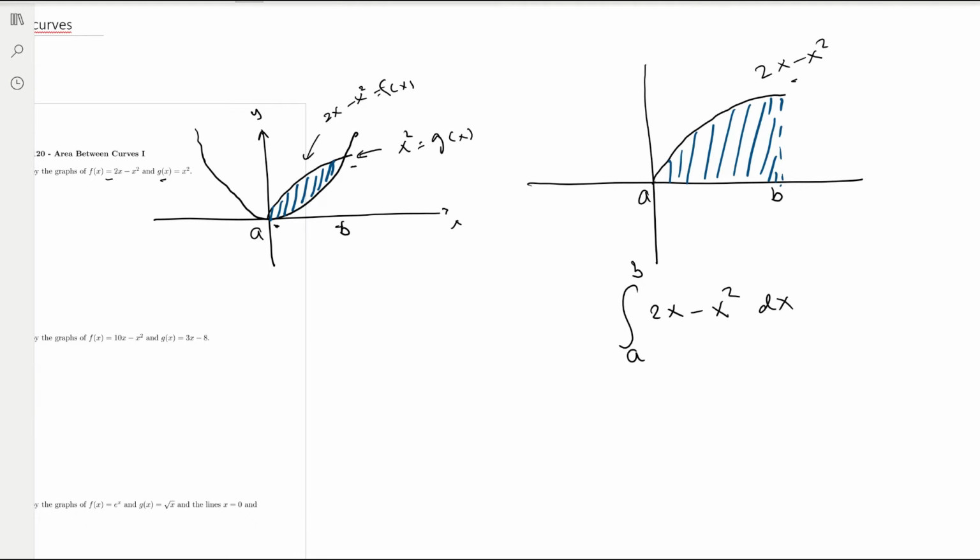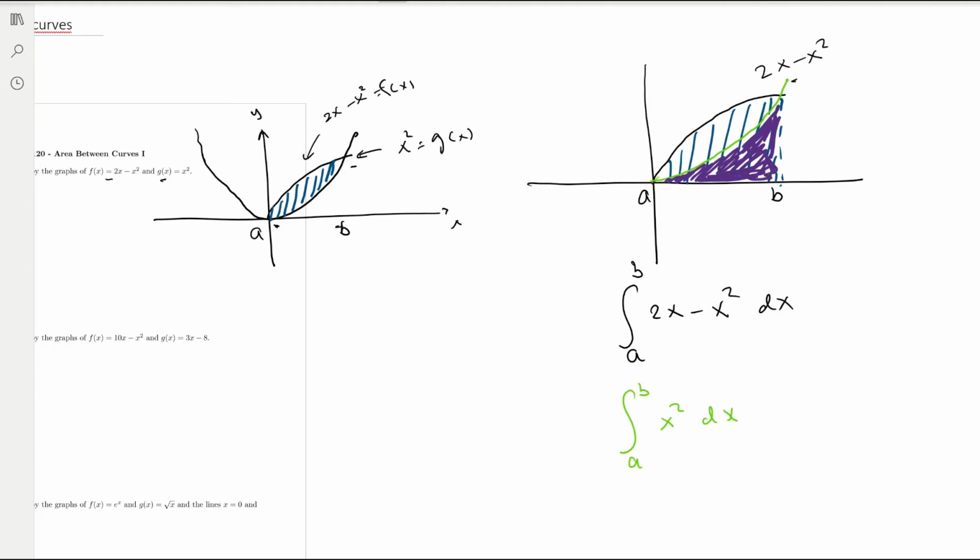Now let's add x square to this graph. So x square looks like this. If I integrate x square from A to B, what do I get? I'm going to get the area under x square, the area between the x axis and x square. So you're going to get this area.